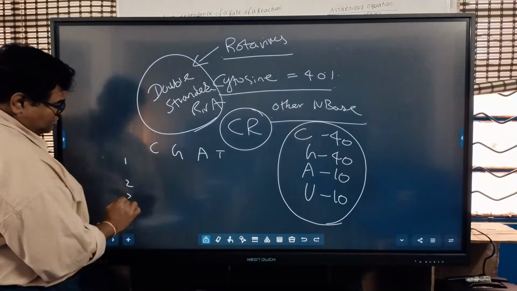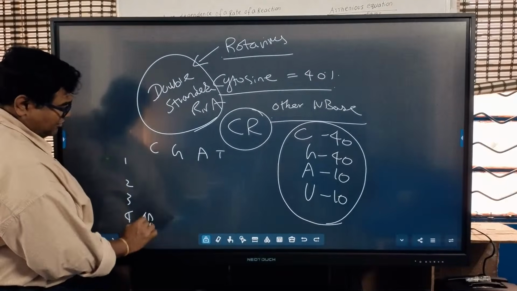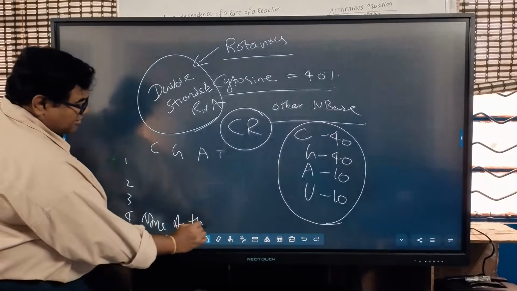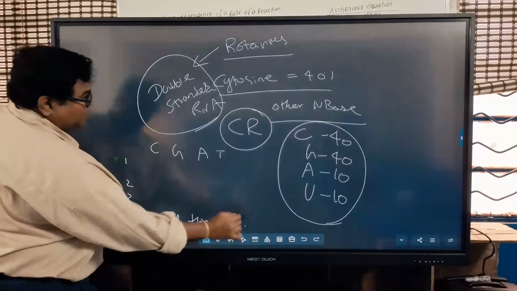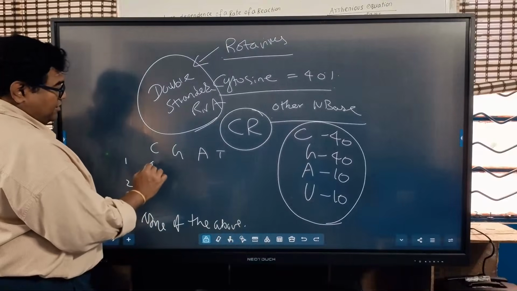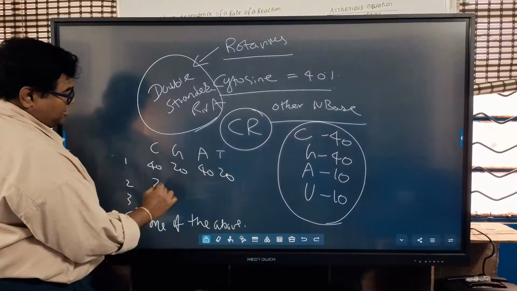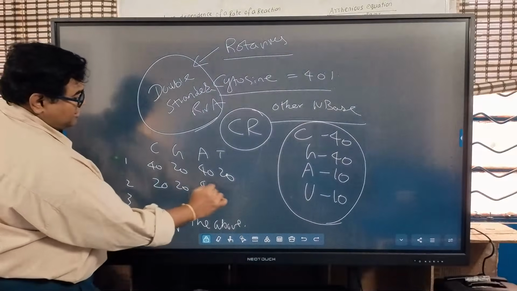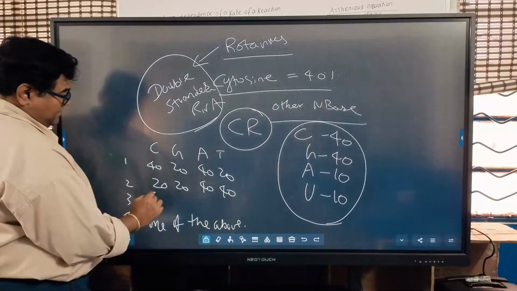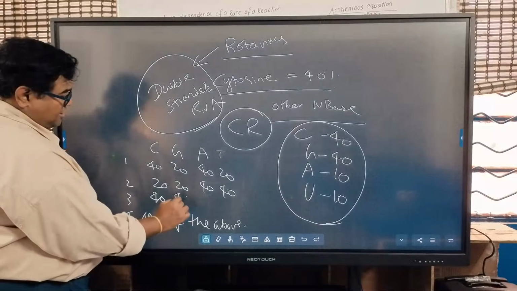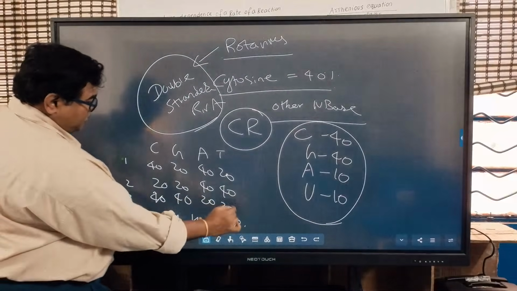1, 2, 3, 4. 4 is none of the above. None of the above. Okay. 40, 20, 40, 20. 20, 40, 40. Okay, 40, 40, 20, 20.